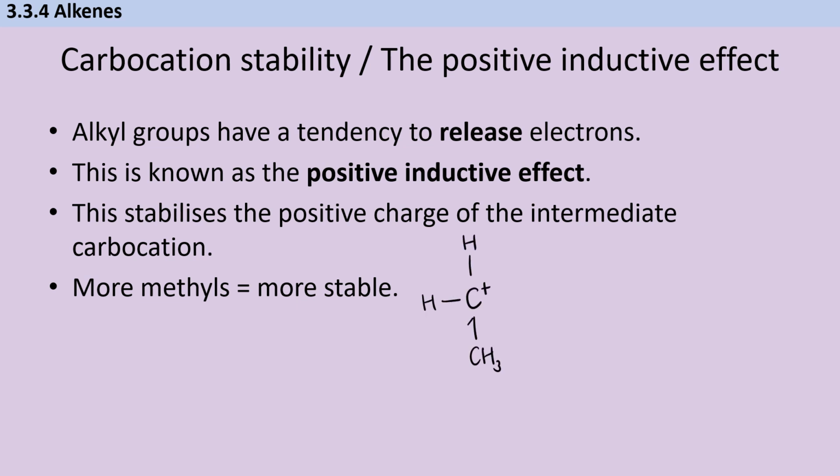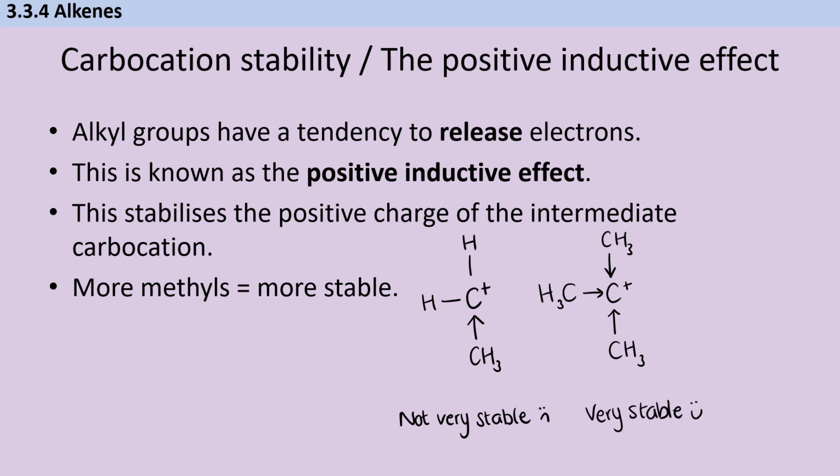So here's one example of a carbocation, and this one has got one methyl group attached to that carbon there. And we show this positive inductive effect by drawing an arrow rather than just a straight line. So that is not very stable because it's only got one methyl group helping to stabilise it. Whereas this example has got 3 different methyl groups, and so it's very stable. And so that means that that carbocation is much more likely to persist than the first example.